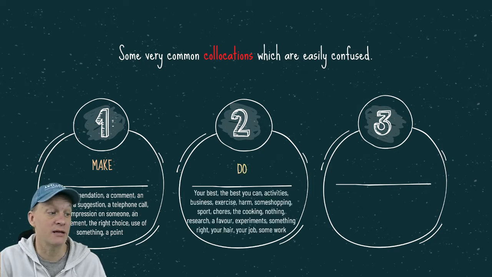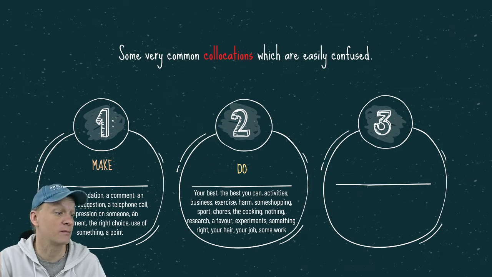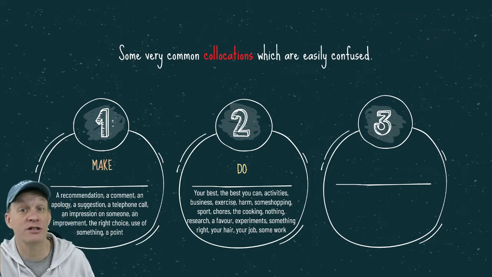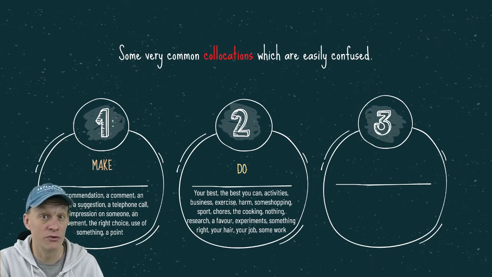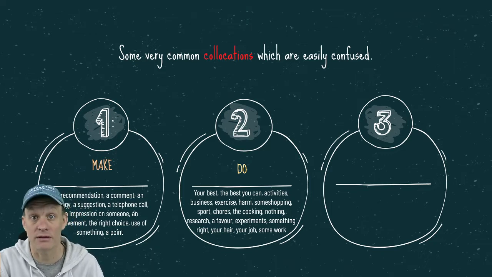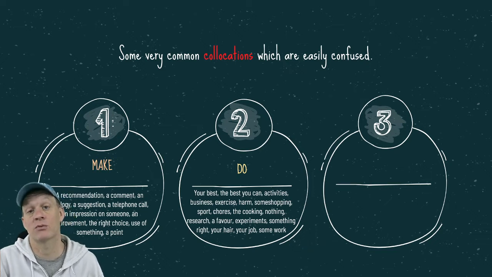So we've got do and make, and the collocations that go with do and make. Make a recommendation, make a comment, make an apology, make a suggestion, make a telephone call, make an impression on someone, and we'll see how that impression can be used in different ways. Make an improvement, make the right choice, make use of something, and make a point. Now some of these are translated into Spanish almost the same, hacer, and some are just different.